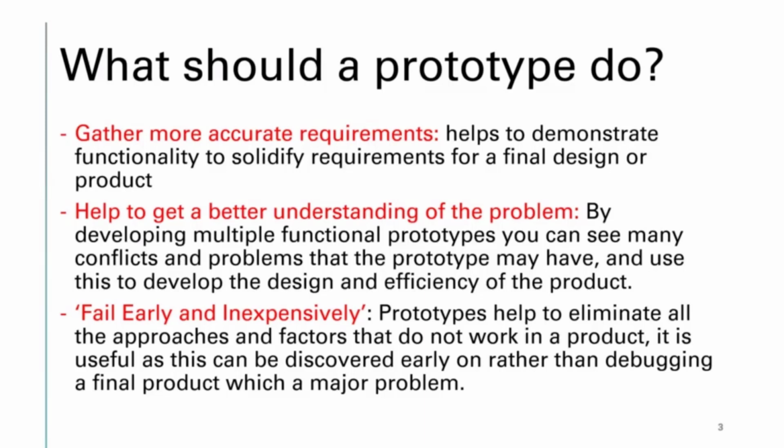And finally, what is called fail early and inexpensively. By prototyping at the start, once again, you try different variables, try different things, and if a certain factor does not work in a product, you're able to eliminate it early on. This can also be seen as an advantage, as it helps save cost in the future. Say, for example, you don't want to be stuck with a product that has a flaw or a design issue that could have been eliminated by trying different prototypes. So this usually saves time and also helps with costs.